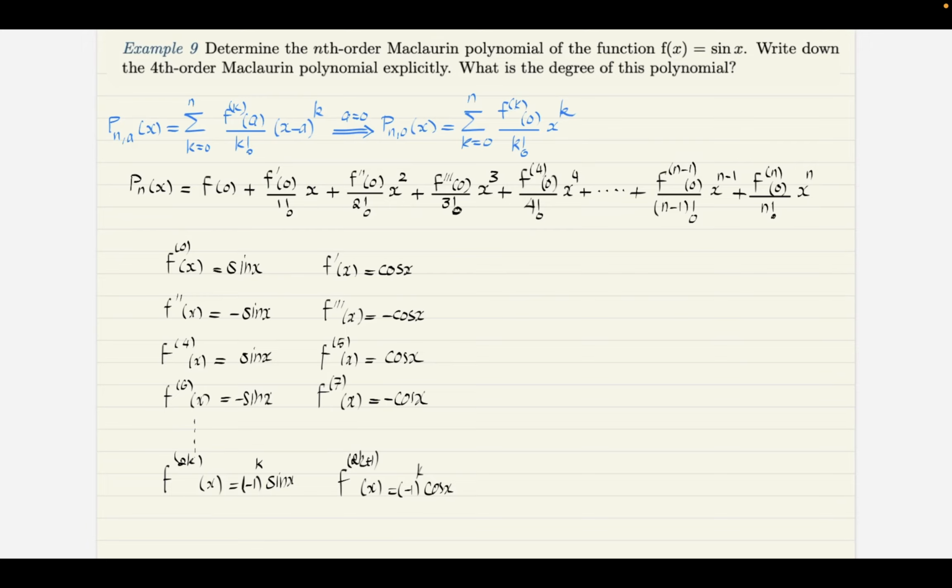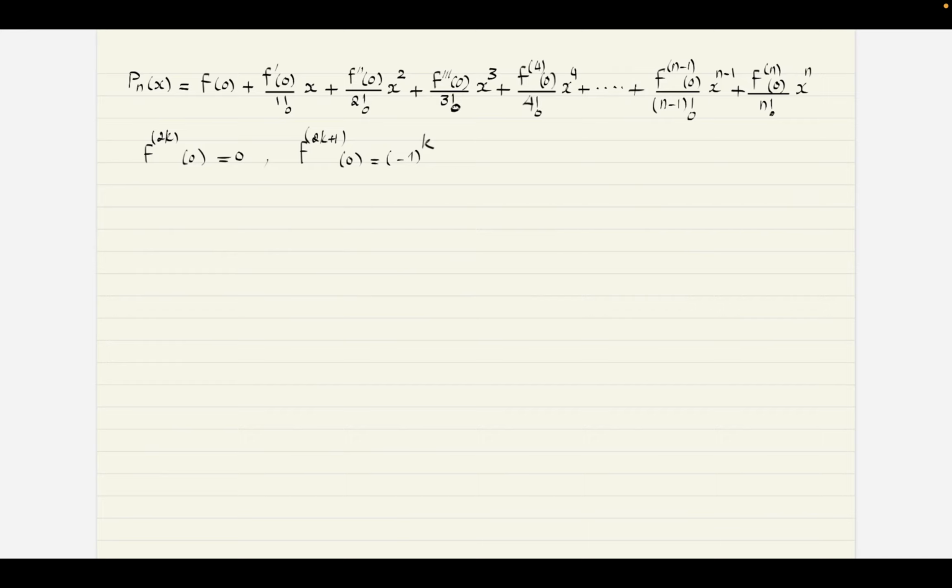Okay? But now my point is to calculate them at 0. So this motivates me to replace x with 0. If I replace x in the even column with 0, because sine of 0 is 0, I will get 0 all the time. But if I replace x with 0 in this column, cosine of 0 is 1, and I get minus 1 to power k. Okay. So these are the calculations we have done so far. Okay, so this is the information we have so far.